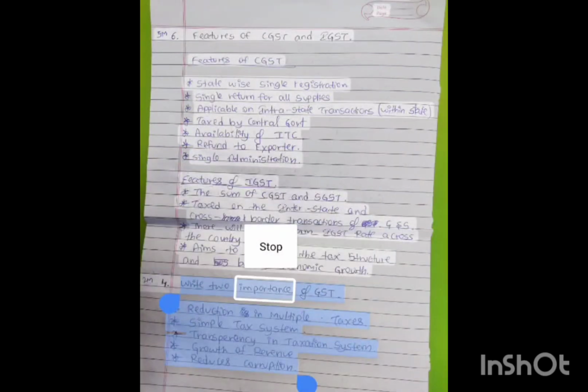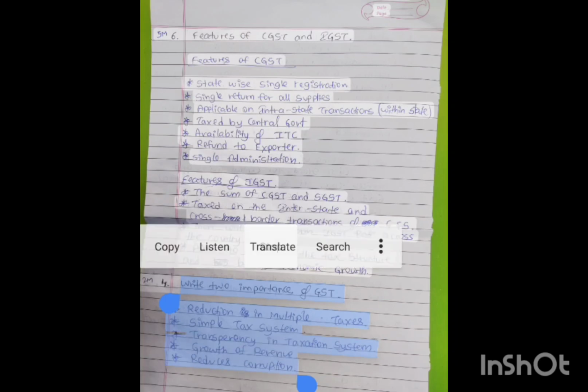Write two importance of GST. Reduction in multiple taxes. Simple tax system. Transparency in the taxation system. Growth of economy. Reduces corruption.